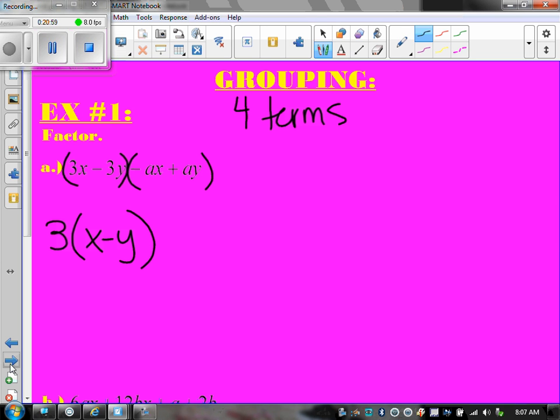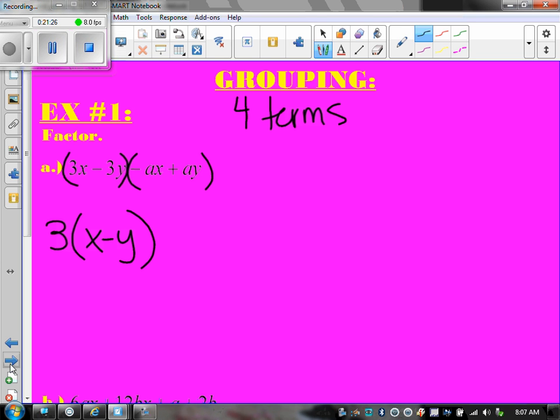Okay. Now let's look at this group. Let's just look at the second group. What do you notice? Can I take out an A? Can I take out a negative A? No. Why? Because the second A is positive. But can I force out a negative? If I force out a negative, then what does this sign change to? So that if I were to distribute, it becomes positive. Can I just change the signs?